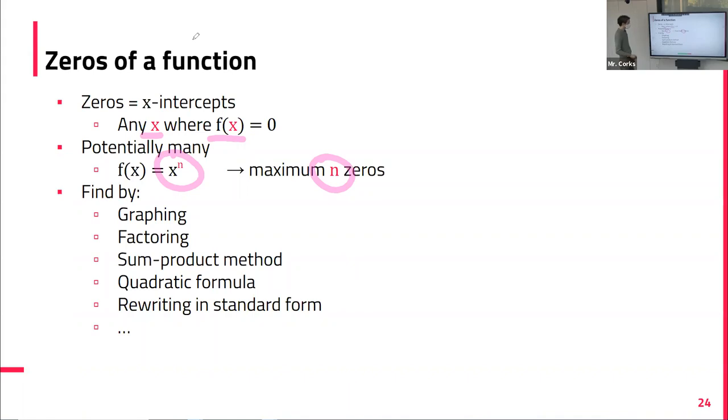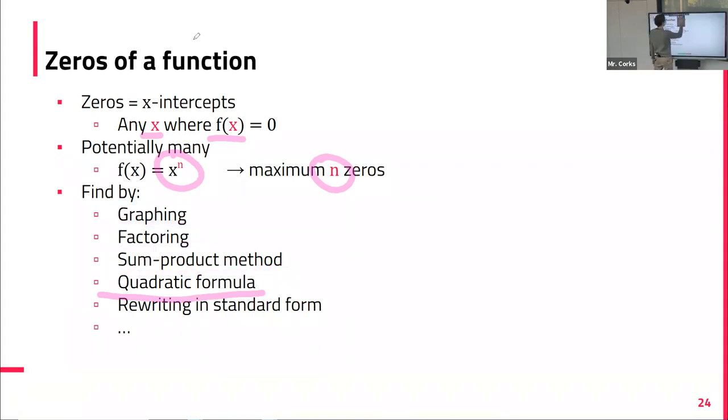Lots of methods of finding them. If we have a graph, it's pretty easy. We just look at the graph. We can try to guess and see if we can find factors. We can use the sum product method if our a value is equal to 1. We can use the quadratic formula anywhere if we have a quadratic function, and a whole bunch more methods. Let's see if we can remember the quadratic formula.